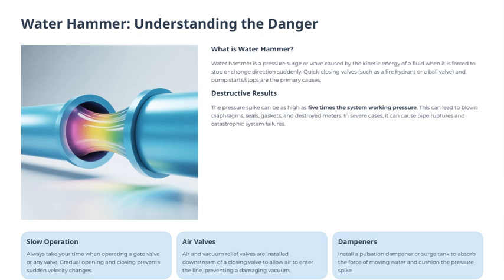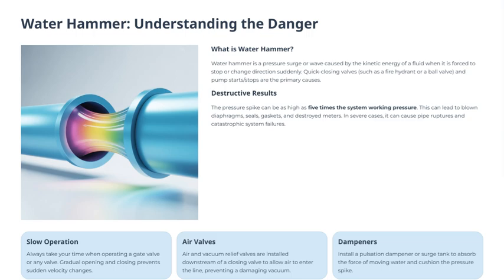Now, speaking of pressure spikes, they can be quite severe, up to 5 times the normal system pressure. Such spikes can blow out diaphragms, seals, gaskets, or even destroy meters. In the worst cases, they can cause pipe ruptures and catastrophic failures, so it's crucial to control these surges carefully.